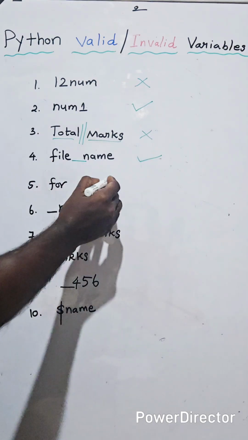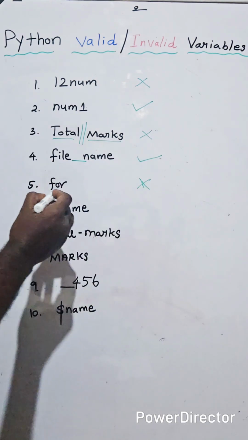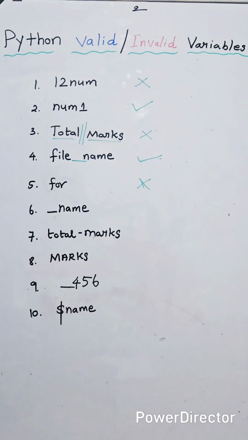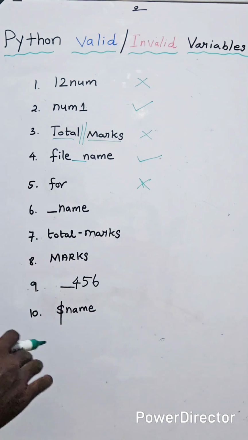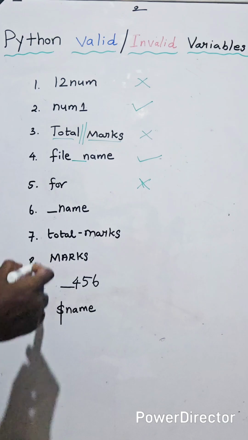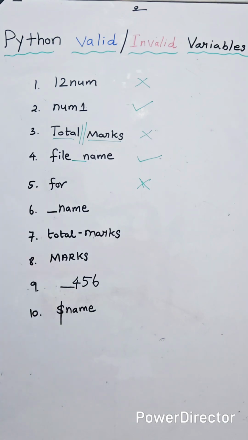The next one is invalid. Why is this invalid? Because for is a keyword of Python, and of C++ and any programming language. So some keywords are never used as variable names in Python or other programming languages. The sixth one is valid because it starts with an underscore.